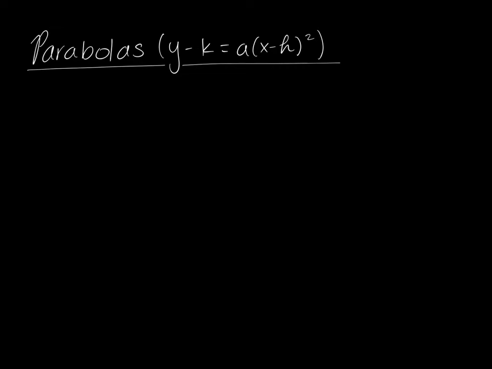Okay, so this is 1 out of 3 videos. Hopefully it will clarify a lot of the confusion on parabolas. So we're going to look at vertical parabolas first. That would be of the equation y minus k equals a times x minus h quantity squared.